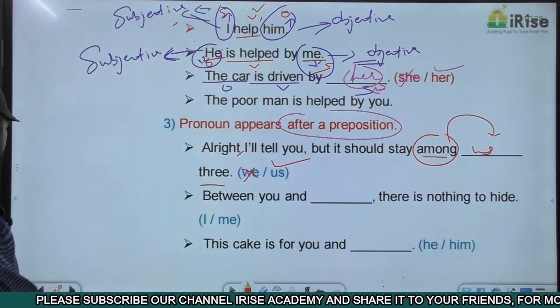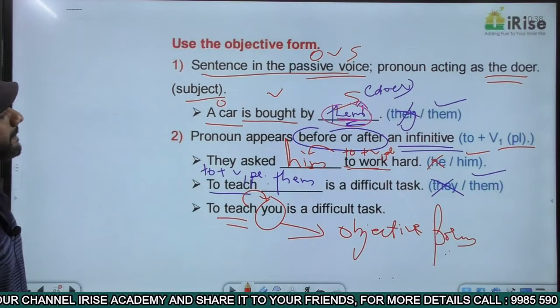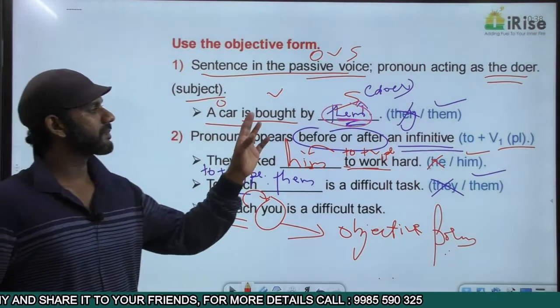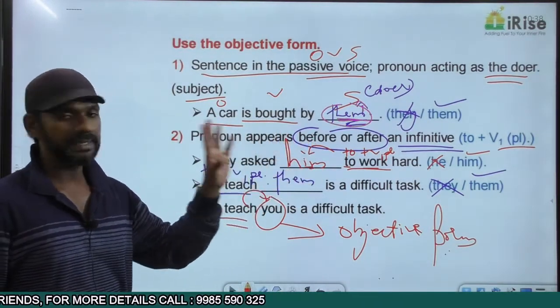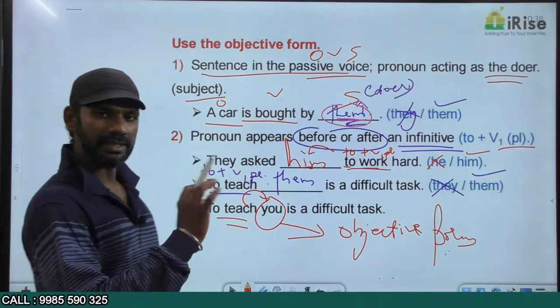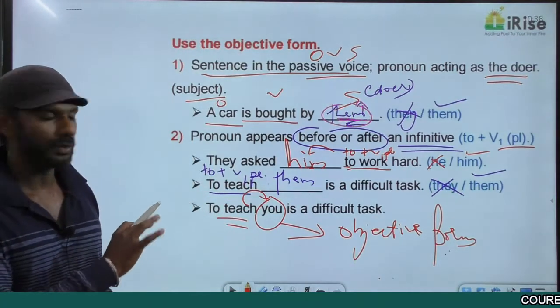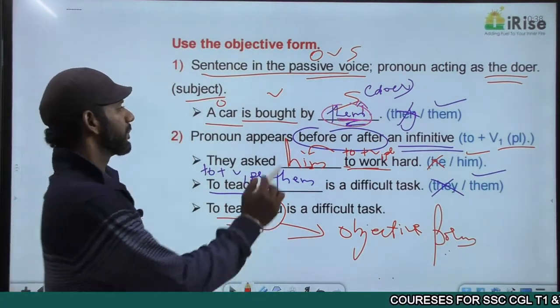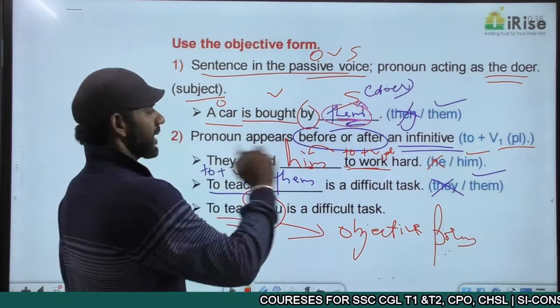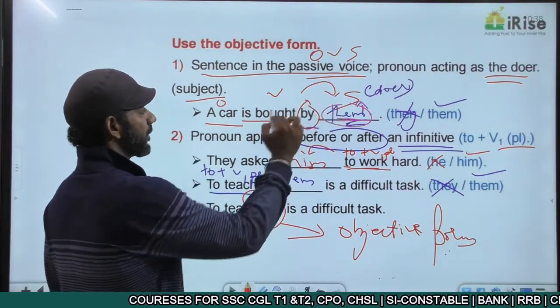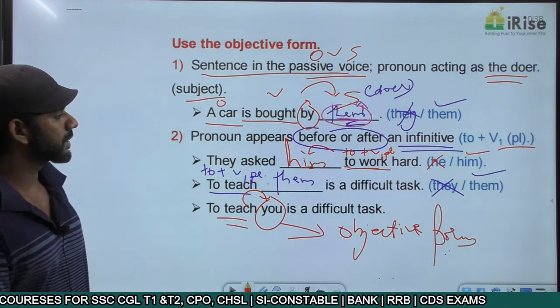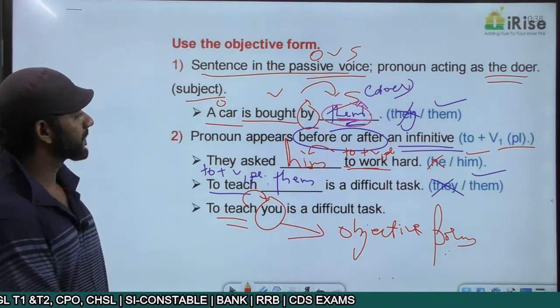Getting it? I'll take you to the previous statements once again. A car is bought by dash. I said them. The simple reason, well, many reasons I gave actually, 2 or 3 I gave. One more reason: by is a preposition. And in this sentence, the pronoun is coming after the preposition. It must be in the objective form. Them is objective.